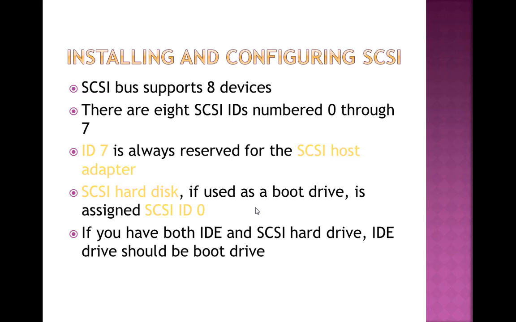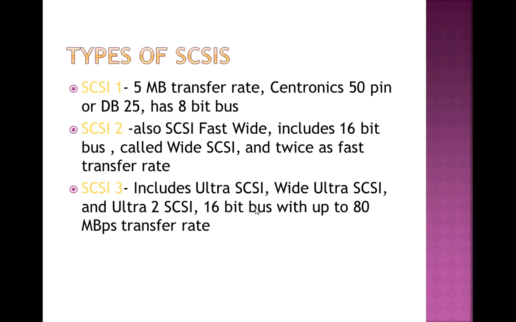Then a SCSI hard disk, if used as the boot drive, is assigned SCSI ID 0. So the first drive, ID 0, is used for booting, and the last ID is used for the SCSI host adapter. If we are using both an IDE and a SCSI hard drive, the IDE drive should be the boot drive, as IDE is the better option for that. So there are two options, IDE and SCSI.